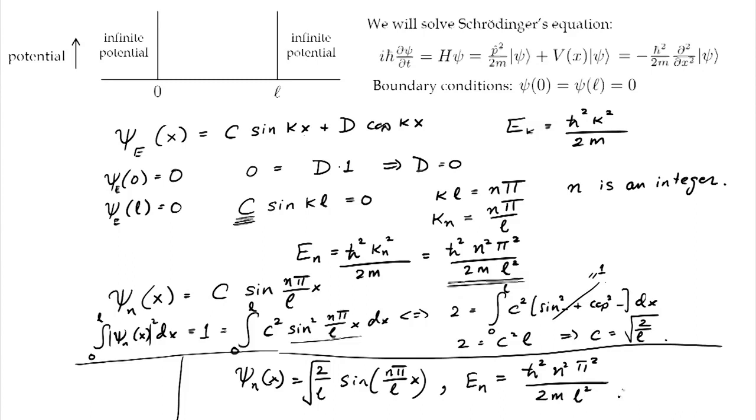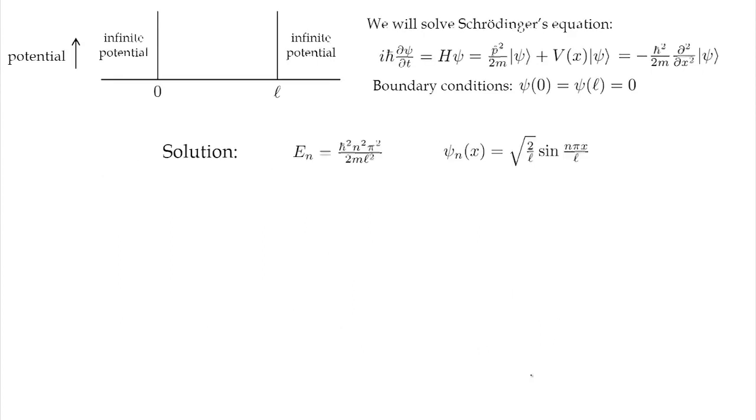Right? So the energy, as you go through the different values of n, goes as 1, 4, 9, etc. The higher energy states have more modes because the sine function oscillates more. So let's just try to see this. What does this look like?